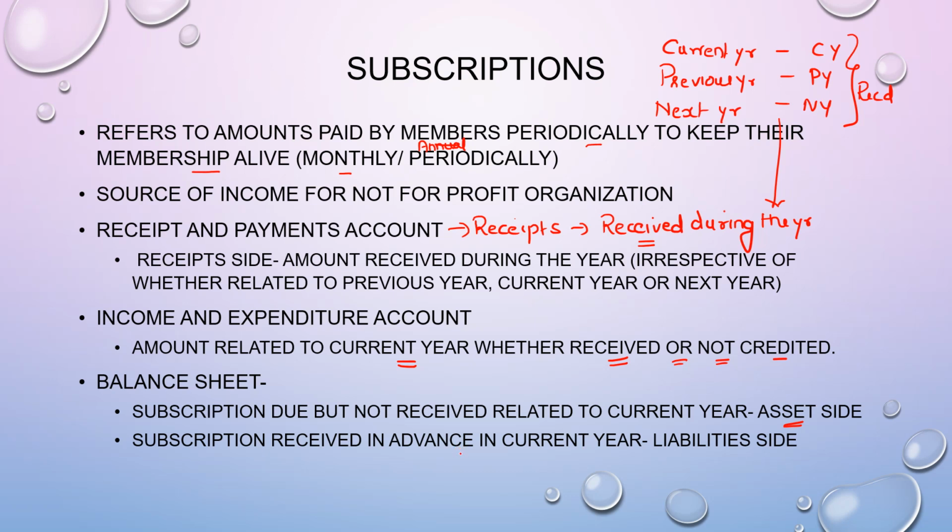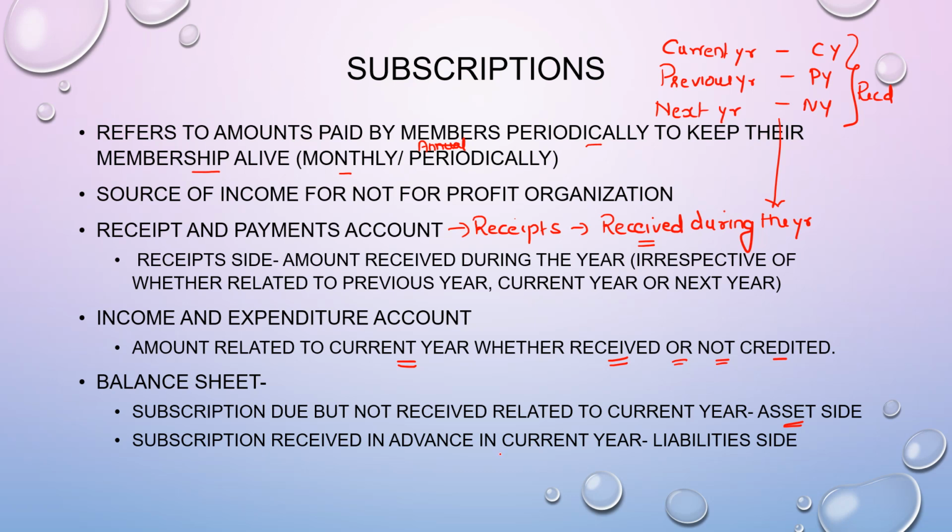Then under such circumstances, whatever has been received in advance by the NPO in the current year, which is related to the next year, cannot be included in the income. That would have been excluded from the income and will have to be included in the income of the year for which it relates, that is the next year.